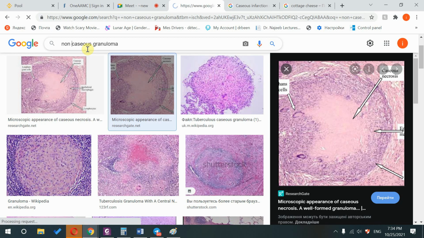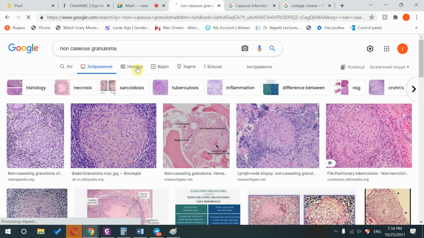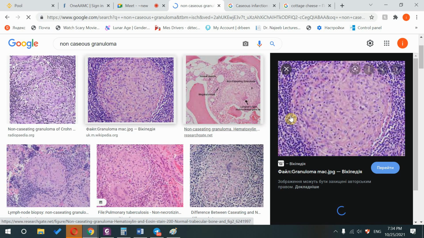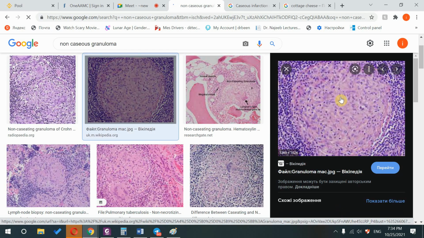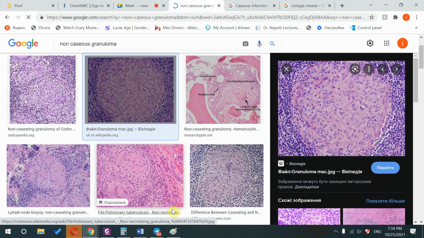But in the case of a non-caseating granuloma, there will be what? Look at this. No central necrosis. It's all like cells in the middle. So you are like, how can I differentiate? Why is it caseating, non-caseating? I can differentiate between them according to the look, but I don't understand what they are caused by.